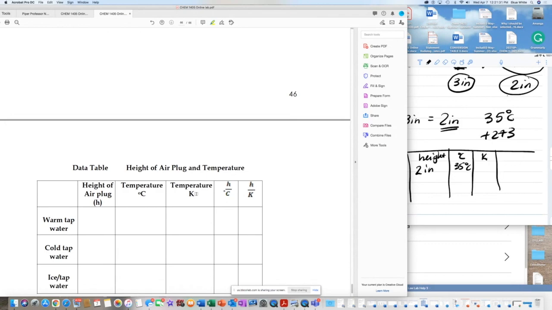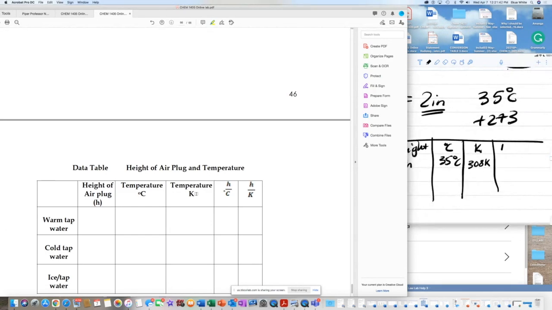Kelvin, it'll be what? Let me see. I have a calculator here. I am not doing head math. 273 plus 35, 308 Kelvin. Then here they want you to get the height over degrees Celsius, then the height over Kelvin.